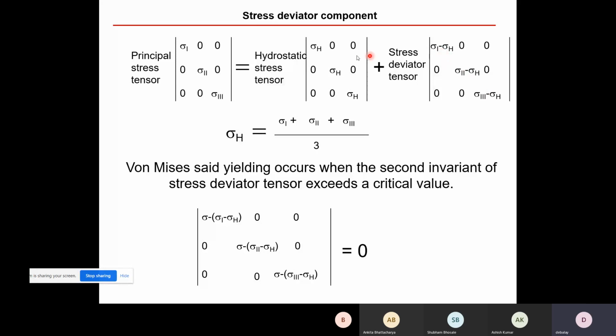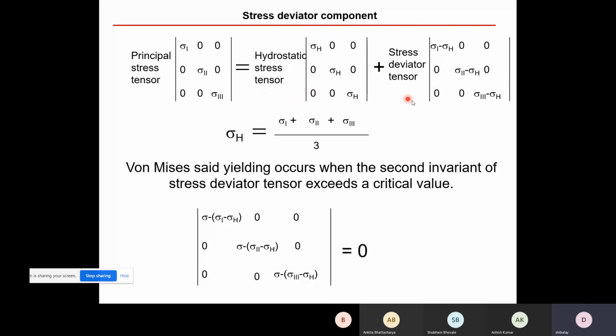So when we subtract the hydrostatic stress tensor, the remaining tensor values again comprise the difference in principal stress terms. And difference in principal stress we know represents shear stress. So the hydrostatic stress tensor is not responsible for any plastic deformation. It only causes volume change. The stress deviator tensor is actually responsible for your plastic deformation.